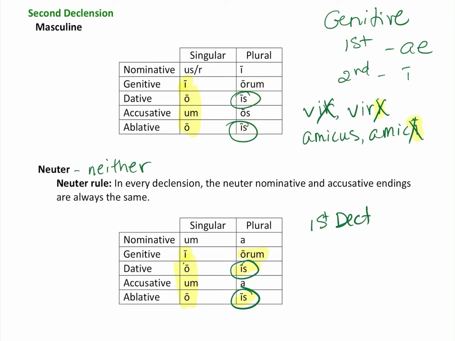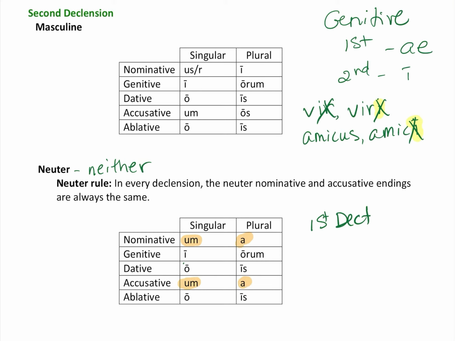There's only a couple things that are different between masculine and neuter. And the thing that makes it different is, you can see this is a US and this is a UM, this is an I, this is an A, this is an OS, this is an A. And the reason is, if you take a look here, the neuter rule is, in every declension, the neuter nominative and accusative endings are always the same. So you see that these two match and these two match.